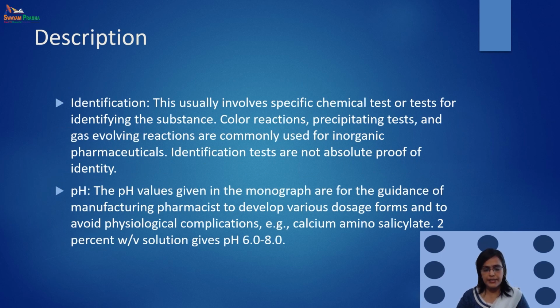This is identification. Identification usually involves specific chemical tests for identifying the substance: color reactions, precipitation tests and gas evolving reactions, which are commonly used for inorganic pharmaceuticals. And next is pH. The pH value is given in the monograph for the guidance of manufacturing pharmacists to develop various dosage forms and to avoid physiological complications. So if you don't know the pH of any drug substance, go and refer to the Indian Pharmacopoeia, which has all these things in the description of a monograph.